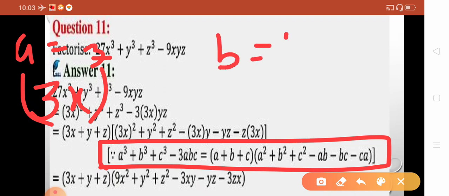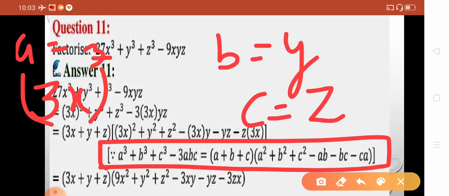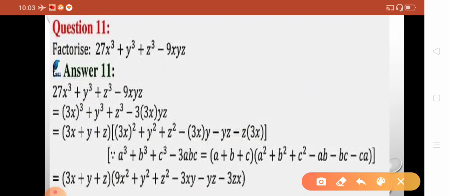Value of b is equal to y and value of c is equal to z. So we will simply put the value of x, y, z here and we will get our answer.